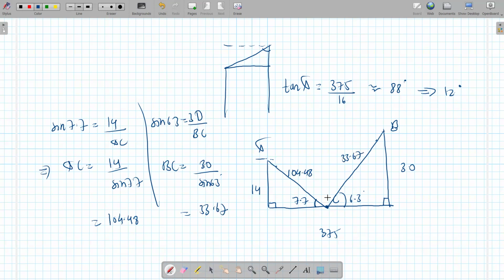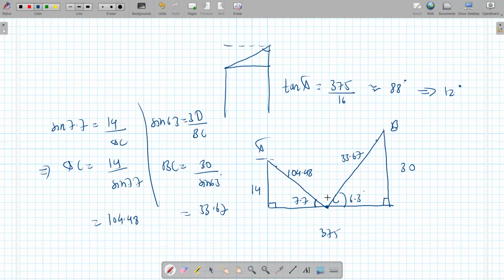We're trying to find which guard is closer to the car. Would finding the adjacent help? Maybe, could we have found the adjacent? Yeah, actually, we didn't even need to find the hypotenuse. We could have directly found the adjacent.